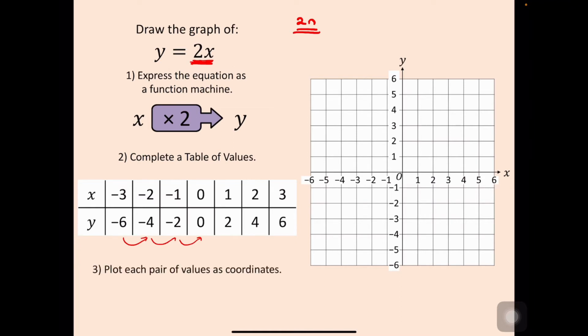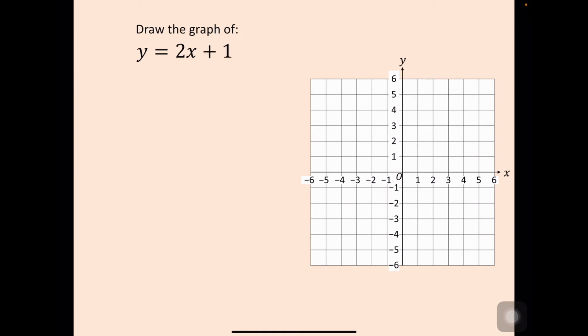Plot each pair of values as coordinates. So let's do that. And draw a line going through all the points. Label your line. Draw the graph of y equals 2x plus 1.